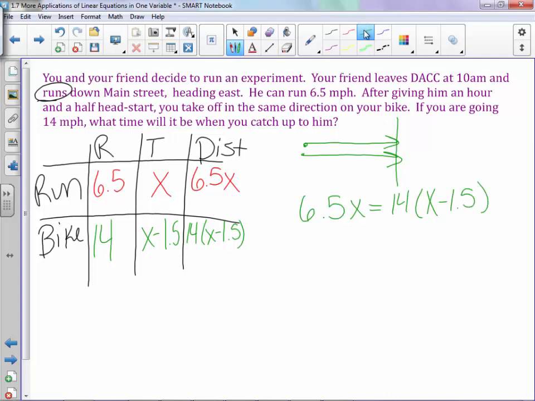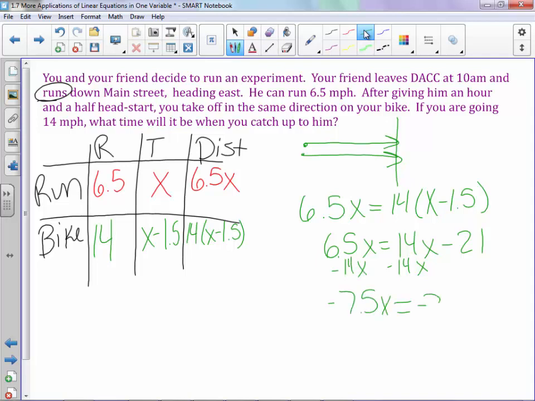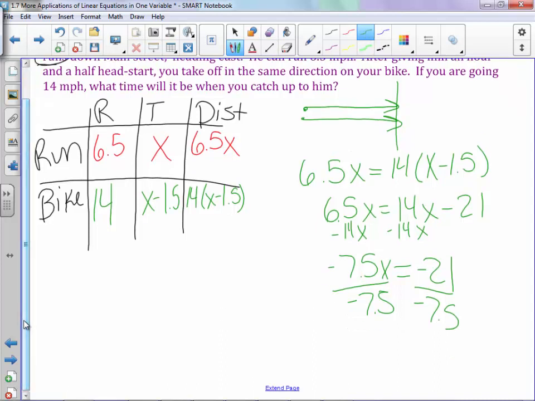On the right, we've got to distribute that 14. So we'll have 14x minus 14 times 1.5 is 21. Combine our x's, so let's subtract this 14 over. We'll get negative 7.5x equals negative 21. Divide by negative 7.5. We'll get x equals 2.8. But we want to know what time it is when they catch up. So this is how long has elapsed.